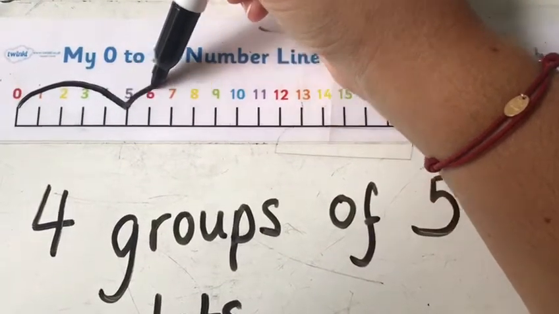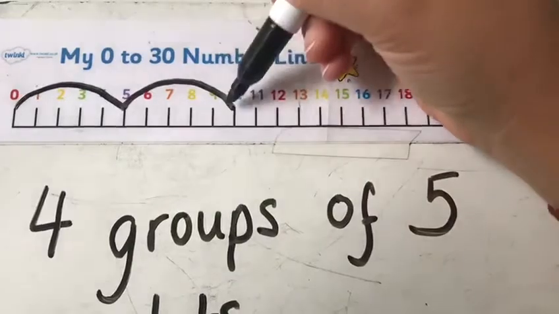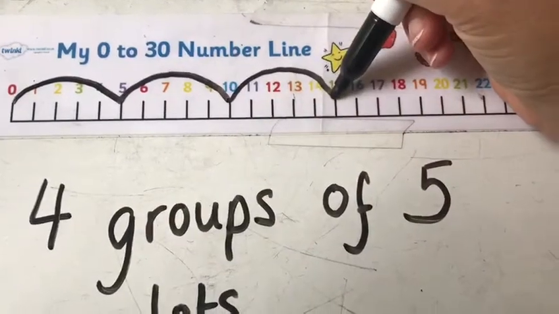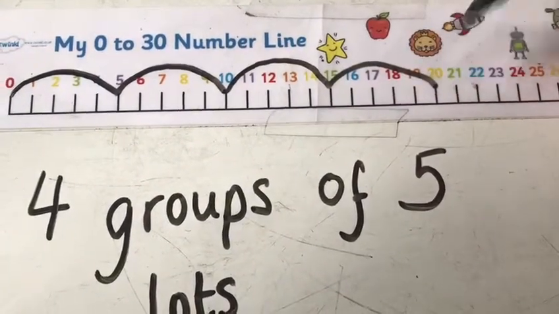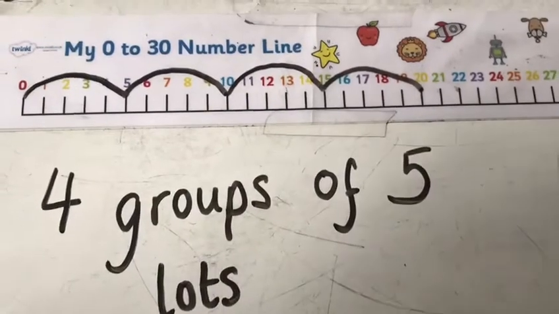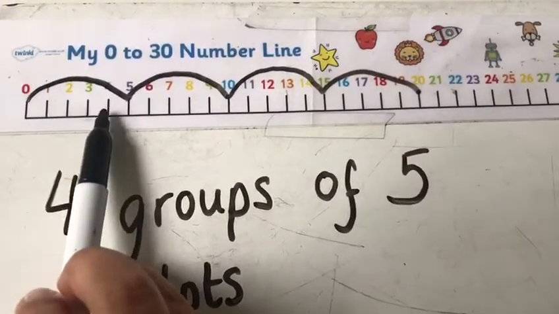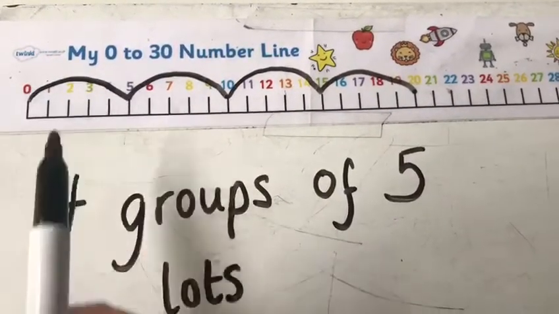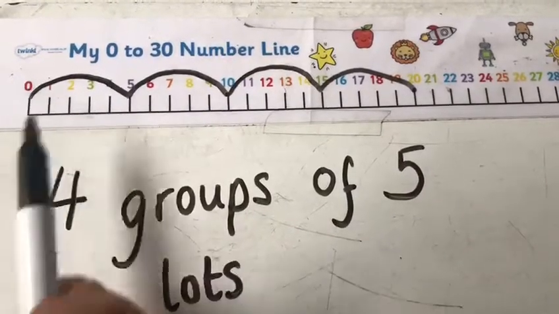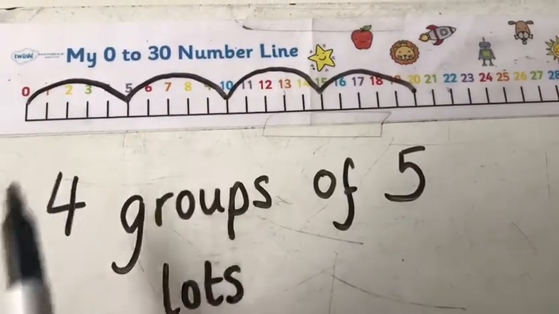5, 10, 15, 20. Did you notice Year 1? Each of these big jumps has 5 small jumps in it. So that's why I was counting in 5s.